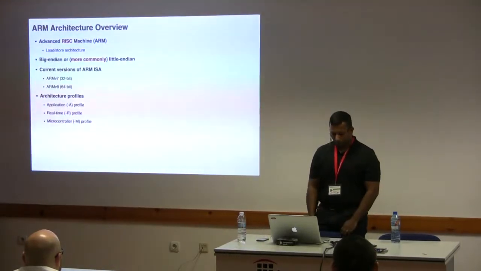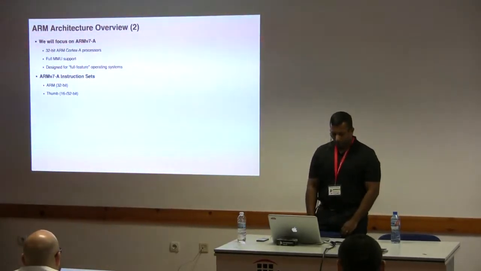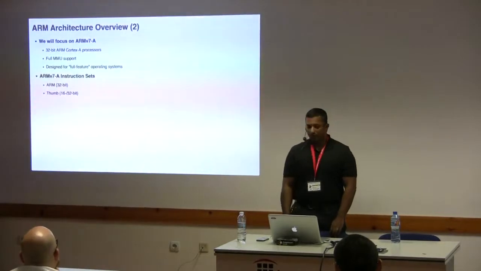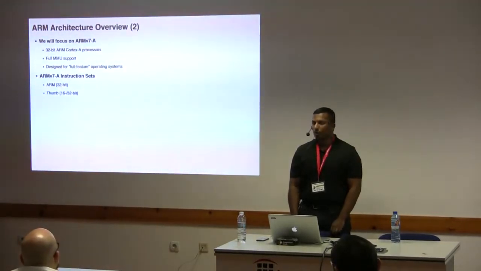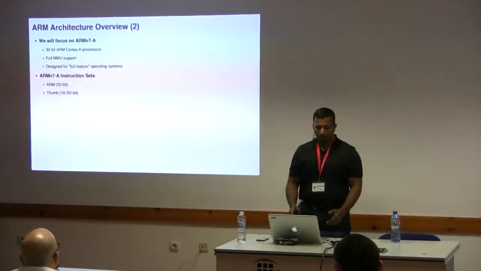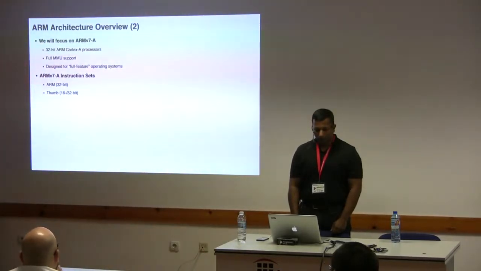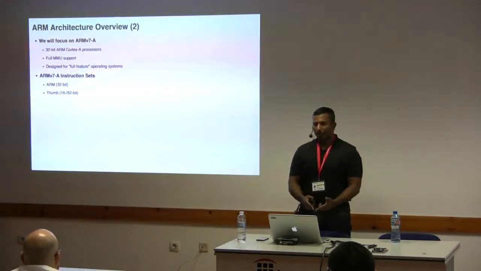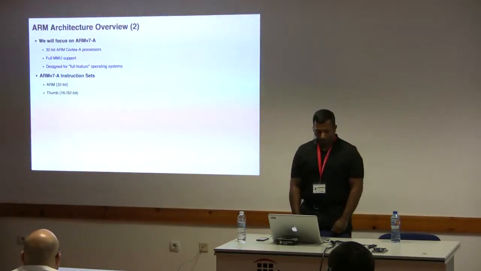So as I said, we'll focus on ARM v7A, the 32-bit architecture. If you're looking at CPU models, these are the Cortex A CPUs, so Cortex A5 to A15. We'll get into the different CPUs that are out there. These are CPUs with full MMU support, and they're designed for what ARM calls full-feature operating systems, so things like FreeBSD, NetBSD, iOS, that kind of thing.